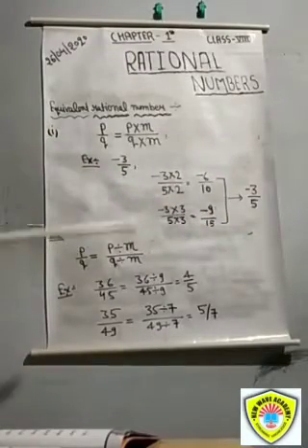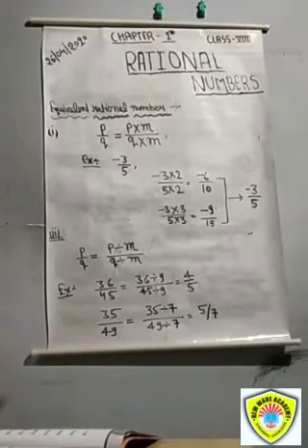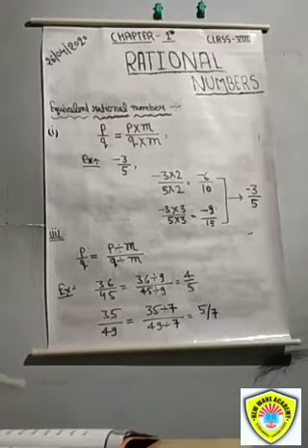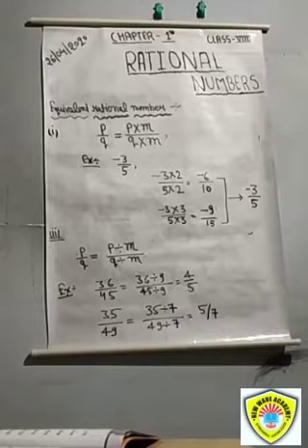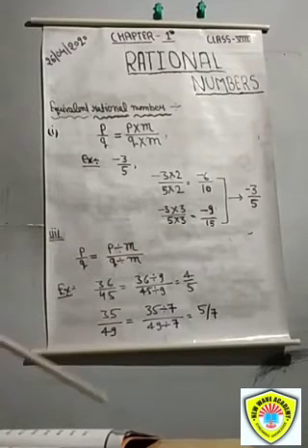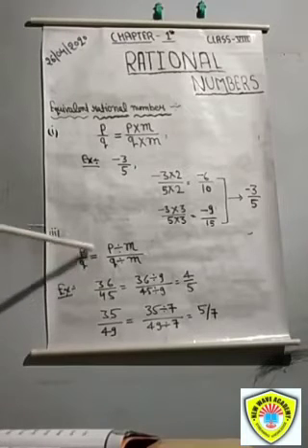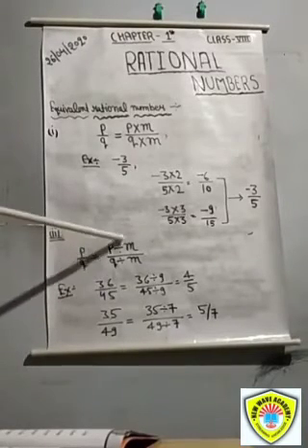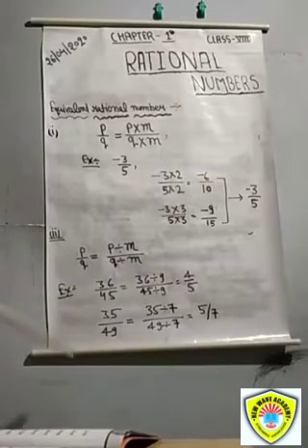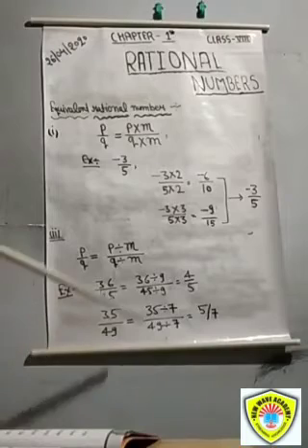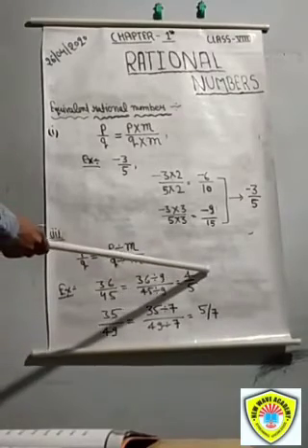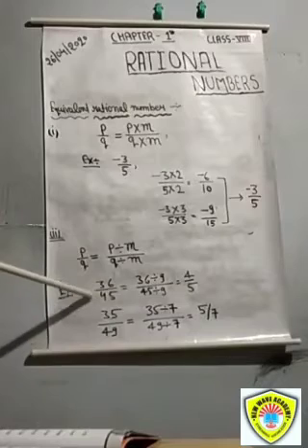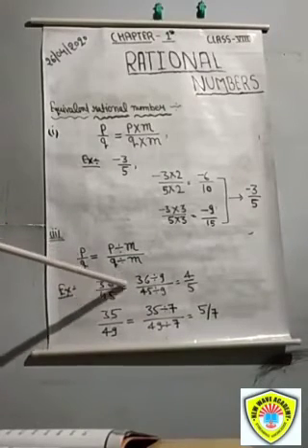Now, the second portion of equivalent rational numbers. This is the first portion, this is the second portion. If P upon Q is a rational number and M is a common divisor of P and Q, then P upon Q is equal to P divided by M upon Q divided by M. Here is the example: 36 upon 45. 36 divided by 9, 45 divided by 9. 4 upon 5 is equivalent to 36 upon 45.